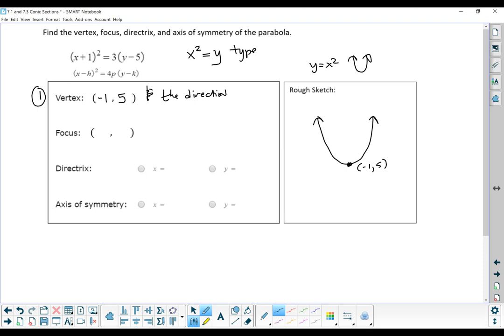Okay, so I would not do the focus next. The next thing that I would find is the axis of symmetry. The axis of symmetry just divides that parabola in half. Because this is a vertical axis of symmetry, our axis of symmetry equation is x is equal to -1. Once you have found the vertex and the axis of symmetry, you're going to do a quick calculation of p.